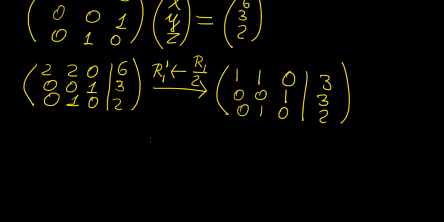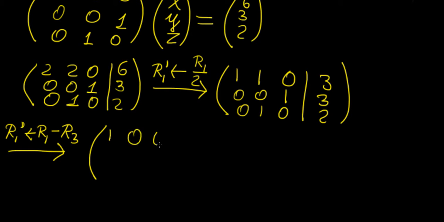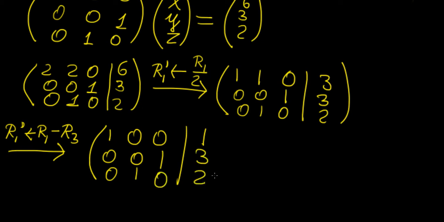The next thing we're going to do is, let's say that I grab row 1 again, so row 1 prime, and now I'm going to subtract row 3 from row 1. So basically I grab this row, subtract it from the top, so this becomes 1, 0, 0. Then we have 3 minus 2, that becomes 1. We have 0, 0, and 1 here, and then we have 0, 1, 0, 3, 2. So this is pretty much what we would be saying here.